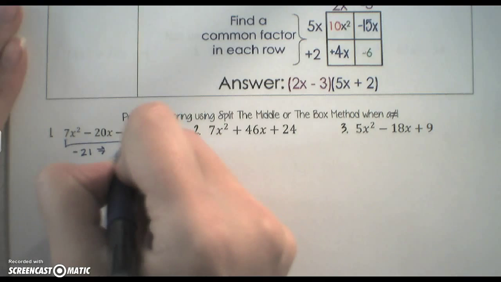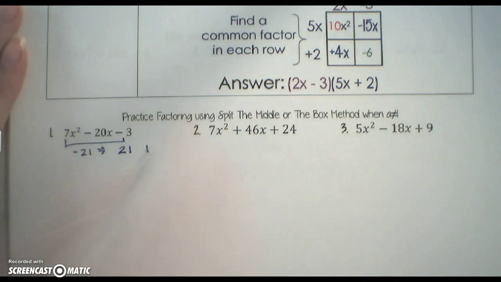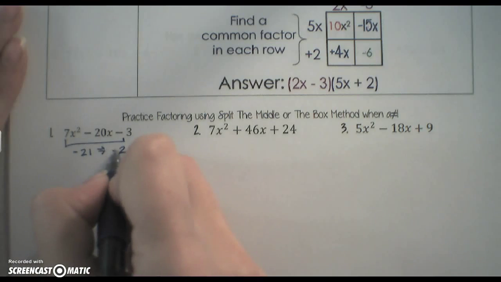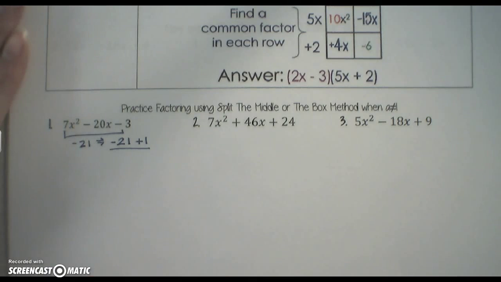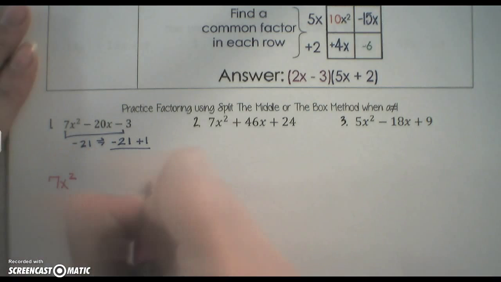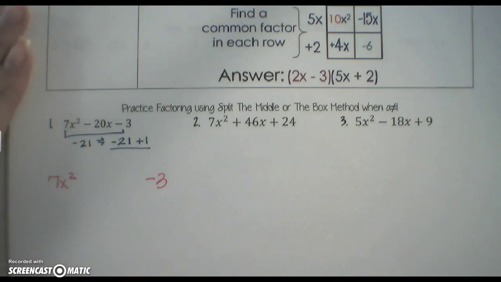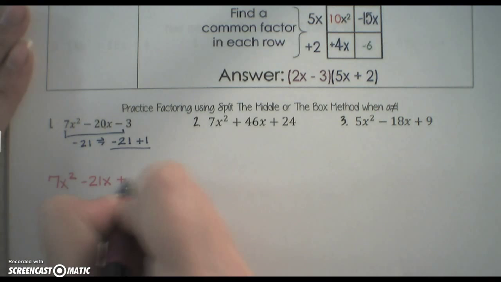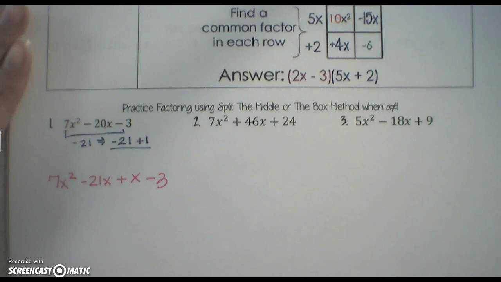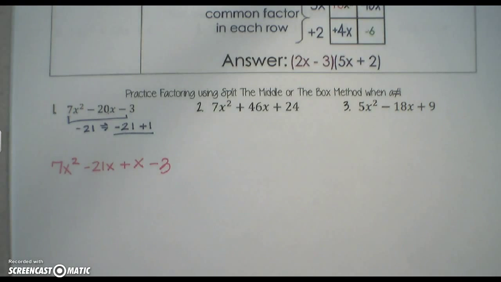Well, 21 and 1, and if I make this one negative and this one positive, then together that would add to get -20. So I'm going to use these 2 as my splitting the middle factors. So I'm going to go ahead and write that out with my first and my last. And then again, I'm splitting the middle. So the middle is going to get replaced with these 2 factors, -21x and +1x. So now that I have 4 terms, I can go ahead and do my grouping method.